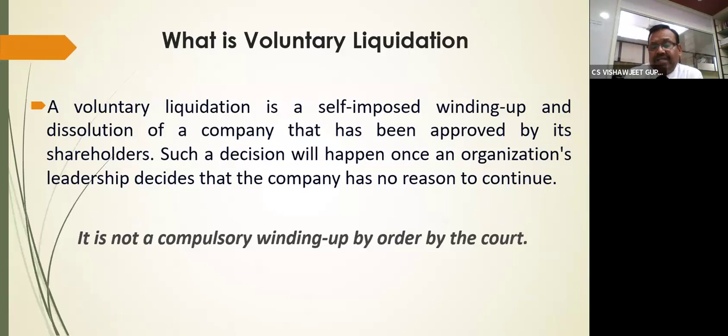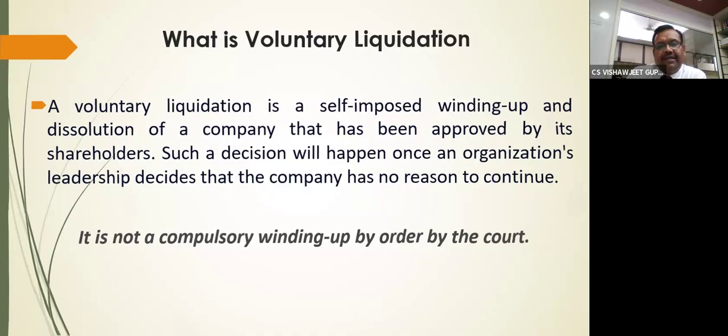Now, what is voluntary liquidation? First, we need to understand the term voluntary liquidation. Voluntary liquidation is a self-imposed winding up and dissolution of the company that has been approved by its shareholders. Such a decision will happen once an organization's leadership decides that the company has no reason to continue. So it is not a compulsory winding up by the order of the court. It is the self-imposed winding up and dissolution of the company, approved by the shareholders of the company. That is called voluntary liquidation.